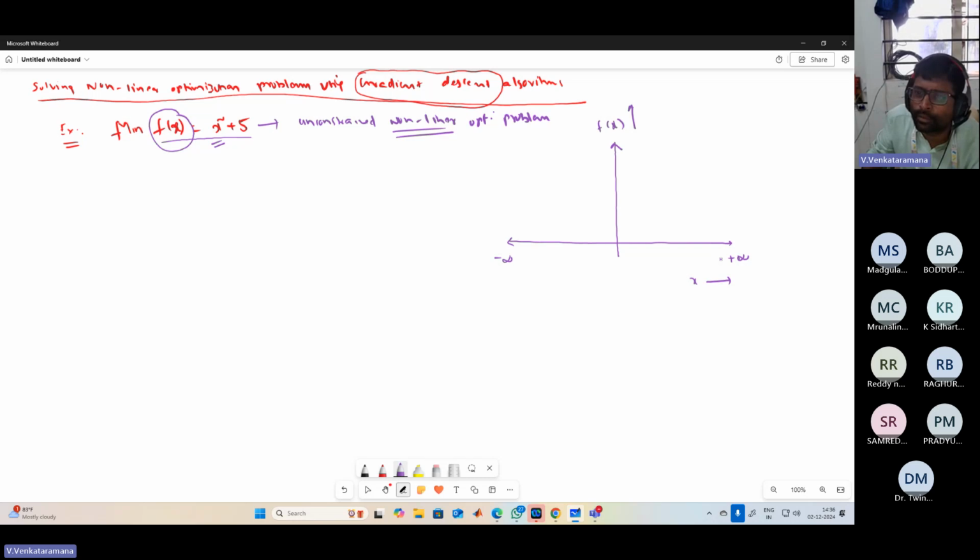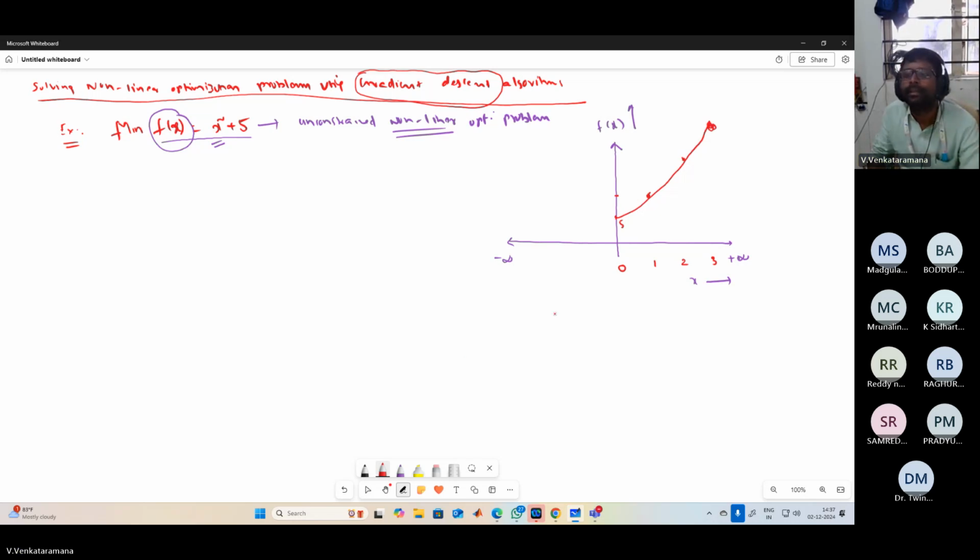Suppose x equal to 0. If x equal to 0, what is the f of x value? That is 5, right? If x equal to 1, what is the f of x value? 6, right? Agree. It is 6. And if x equal to 2, 2 square 4 plus 5, 9. So somewhere here you have the 9. And 3 means 3 square, 9 plus 5, 14, somewhere here. So my function varies like this.